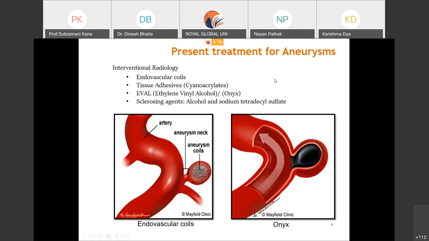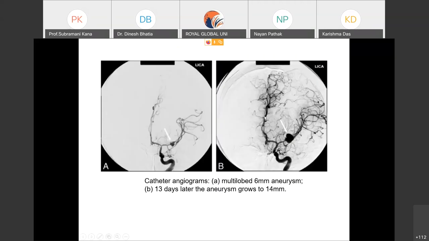Ethylene vinyl alcohol, ethyl benzene, alcohol, and cyanoacrylate are being used. And this is what you can see when you are doing a catheter angiogram. This data is taken from North Eastern Indira Gandhi Regional Institute of Health and Medical Science, where Dr. Akash Handik is. He is an interventional radiologist. He is my PhD student also.